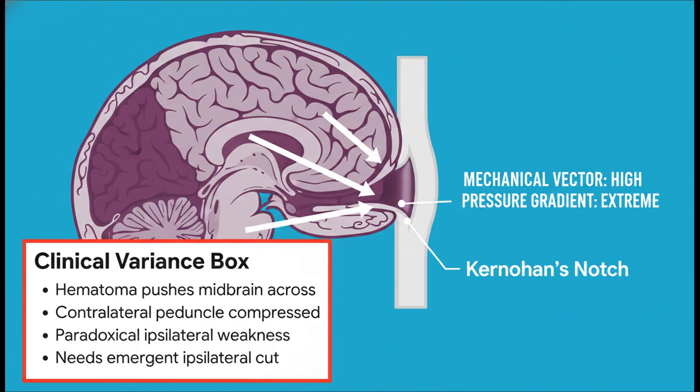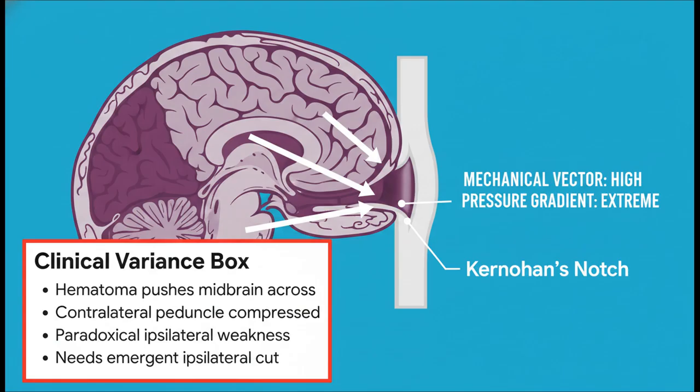That expanding epidural hematoma on the left is so massive that it's pushing the entire midbrain completely across the midline. It's displacing it so violently that the right side of the midbrain, specifically the contralateral cerebral peduncle, is getting crushed against the hard fibrous edge of the tentorium on the right side. That anatomical pinch point is called Kernohan's notch. Because that right peduncle carries the motor fibers for the left side of the body, crushing it causes a paradoxical, false localizing sign of ipsilateral left-sided weakness.